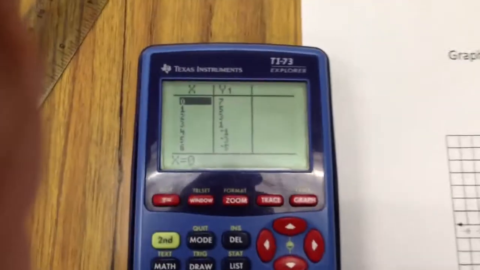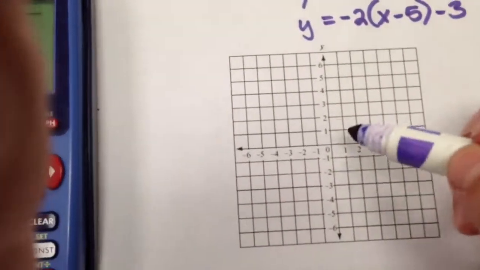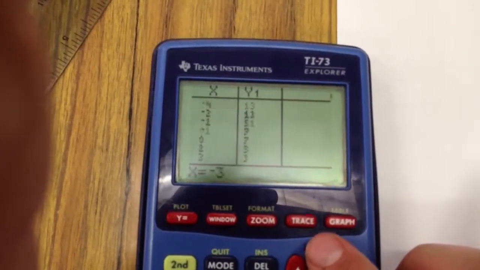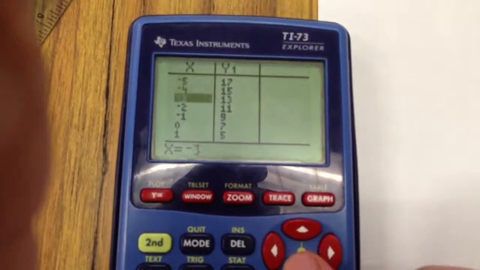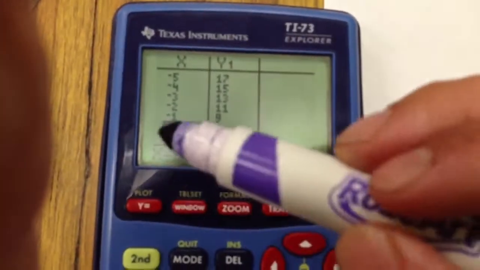That takes me to my table. Starts here at 0, but my graph starts here at negative 7. So I'm going to go up to negative 7 a bunch of times. Oh, those numbers are way too big. I can't graph those. So it looks like 0 is actually the first point we can make. I'm going to graph 0, 7.